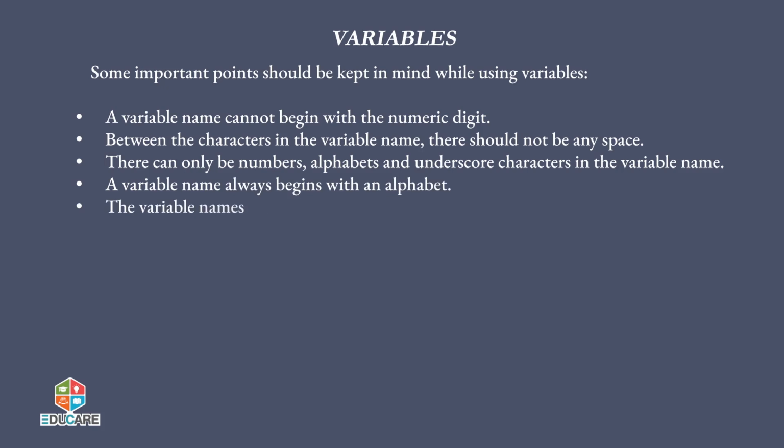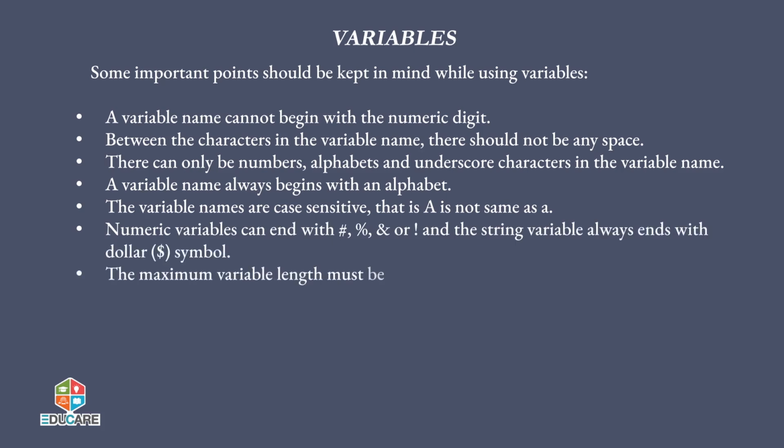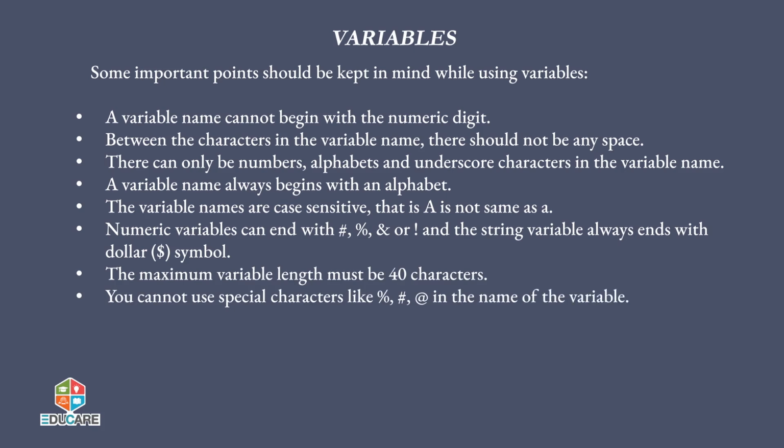That is, capital A is not the same as small a. Numeric variables can end with hash, percentage mark, ampersand, or exclamation mark, and the string variable always ends with the $ symbol. The maximum variable length must be 40 characters. You cannot use special characters like percentage, hash, @ in the name of the variable.